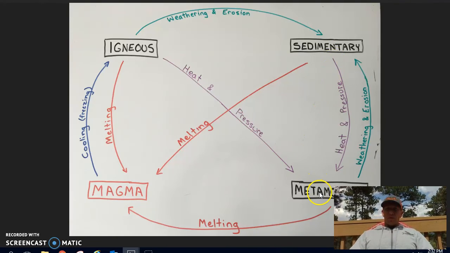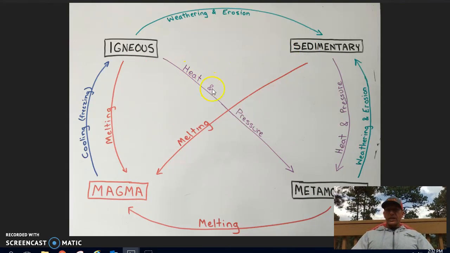And then lastly, with metamorphic rock, we can take igneous or we can take sedimentary rock, and if it gets pushed underground and there's heat and a tremendous amount of pressure, you can create metamorphic rock. And that is essentially your rock cycle.